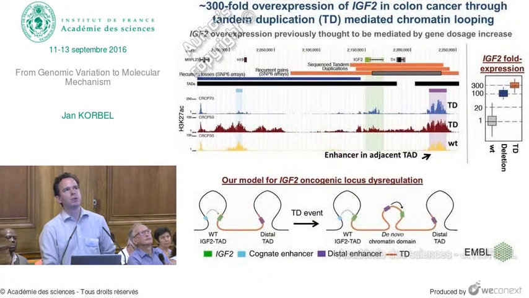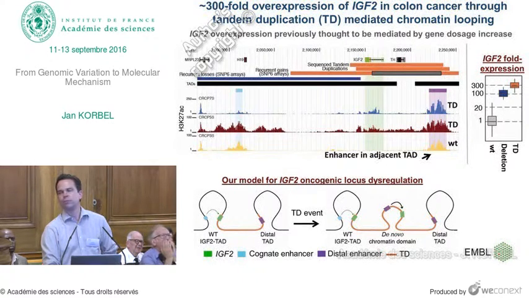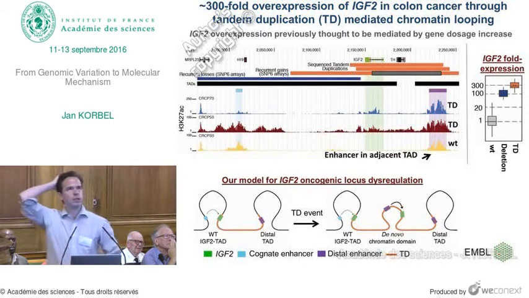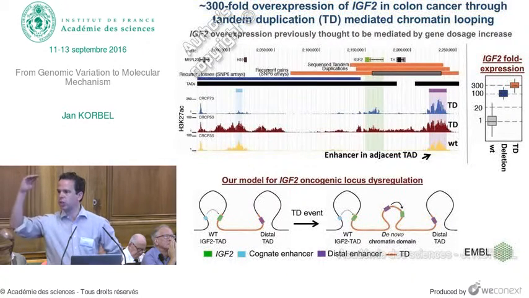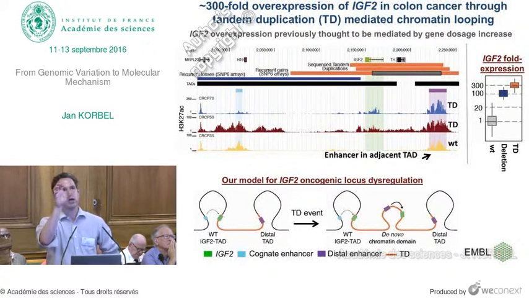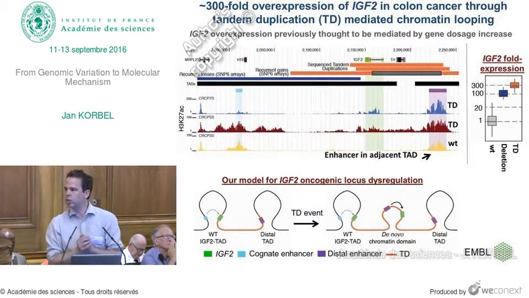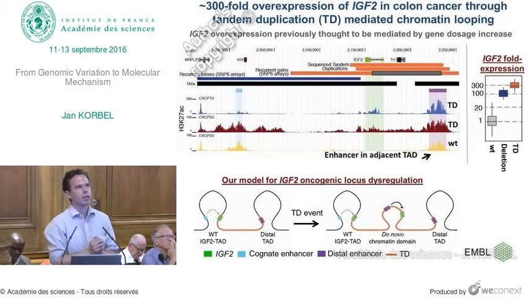IGF-2 is here in green, and we see that the structural alterations at the locus are very often duplicating IGF-2 once, or sometimes they're deleting a region downstream of IGF-2. The expression alteration we see in the presence of these variants is very striking. We see 300-fold overexpression for a single duplication and 100-fold overexpression for a nearby deletion, which argues against gene dosage effects driving the expression, quite strongly argues against it.